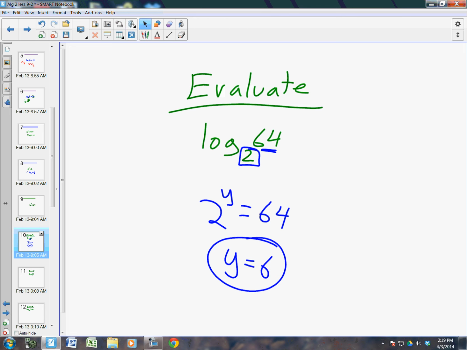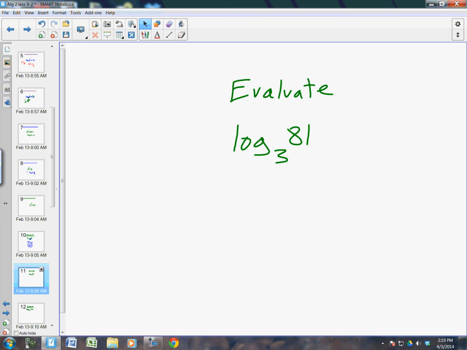So if we go to the next problem right here, what is this one asking? 3 to what power is 81? What's the answer? Yeah, 3 to the 4th power. Now, if you wanted to put an x on the end, you could go 3 to x equals 81, because that's what it's asking. 3 to what power is 81? And the answer is x equals 4.